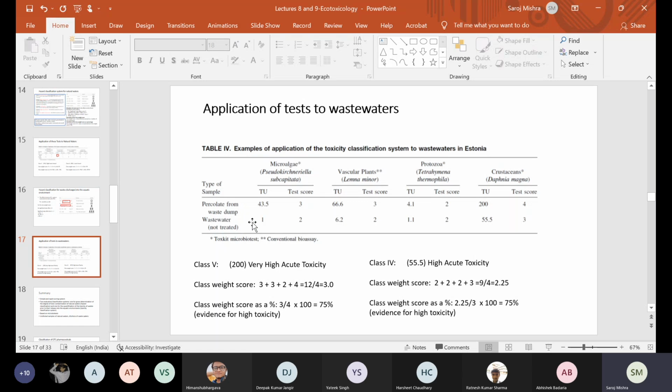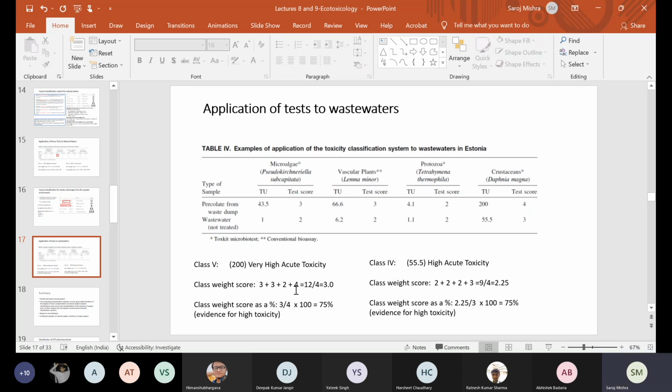So in the second example, you see the wastewaters, which are not treated anyway. So all the numbers are given. On the microalgae test, you get 1% toxicity unit. On the vascular plant, you have 6.2, so on and so forth. So the classification, the weight score, and the weight score as percentage is calculated exactly the same way as you did for this.